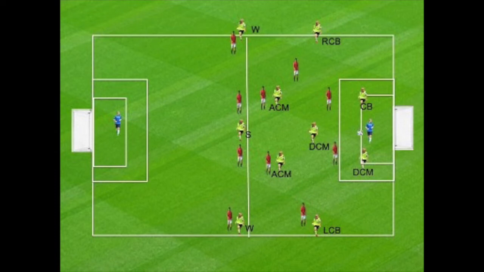And then we would look to hit second line balls. This is all about figuring out numerical superiorities and where that is. Where is there free players, or where is there an overload that can be created for us working the ball out of the back?